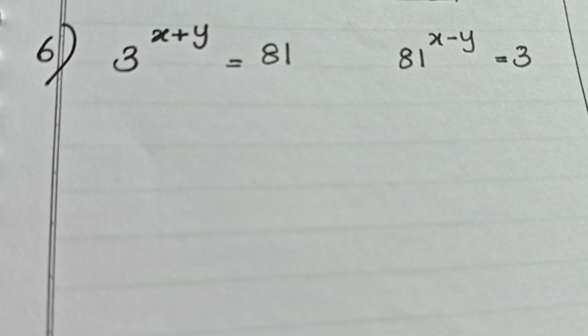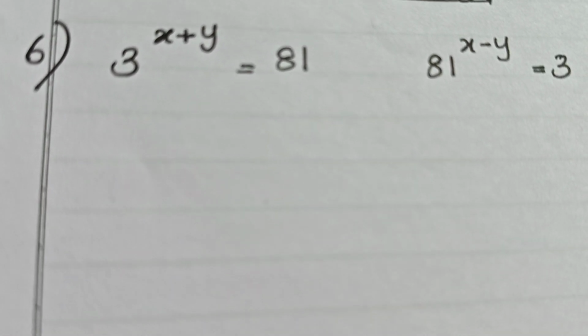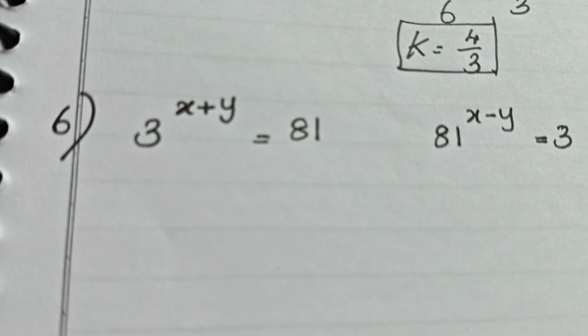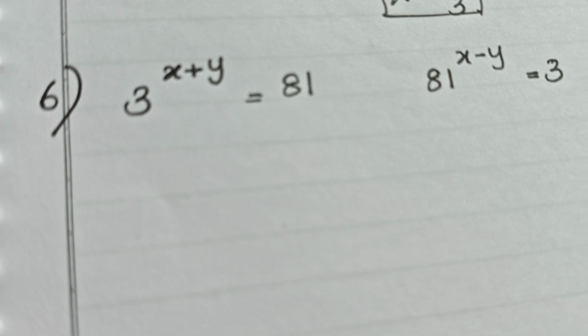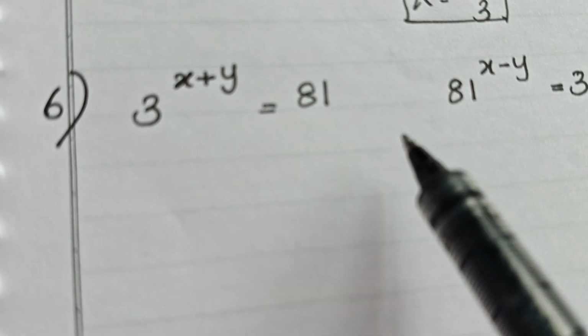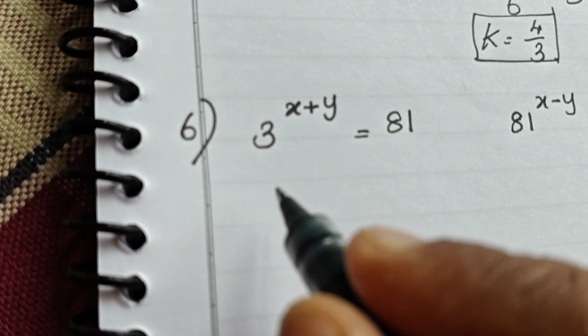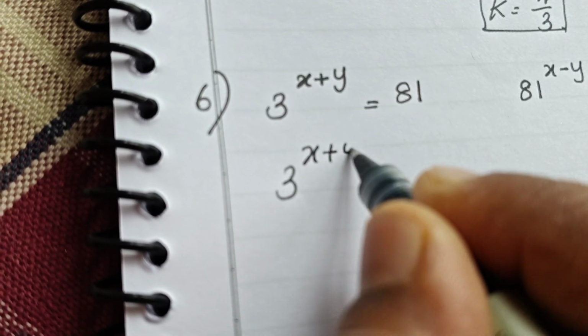We are generally able to solve the equation if the equations are in the form of x plus y or x minus y. Now the x plus y and x minus y are in the power. So we have to simplify the equation first. First go with the first equation. Left side it is in terms of 3 power.